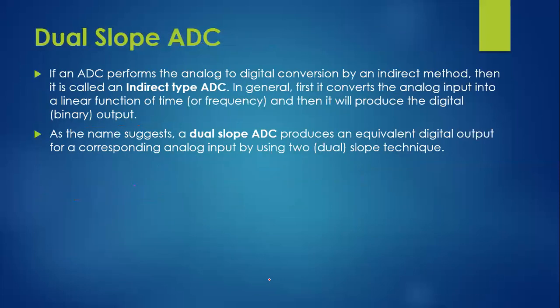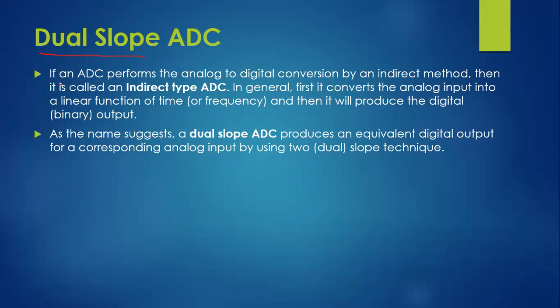Next, we will see the dual slope A to D converter. As the name itself indicates, in this A to D conversion process the output is obtained by showing two slopes. The first linear slope indicates one conversion and the second linear slope indicates the next conversion. As we have mentioned, it is an indirect type A to D converter, so by using two processes it will convert the analog signal to a digital signal.